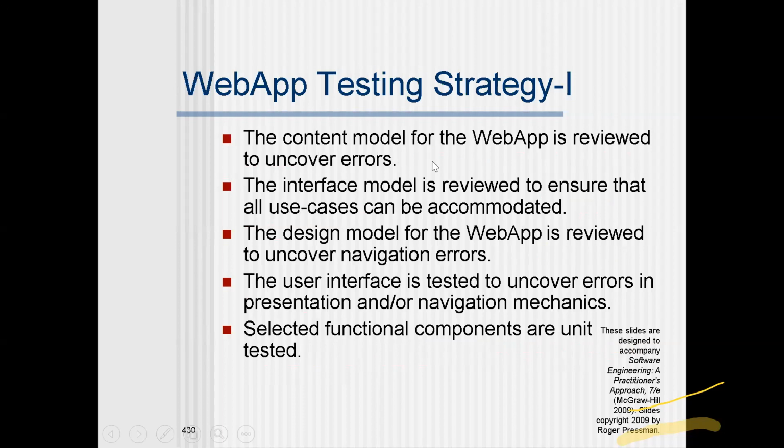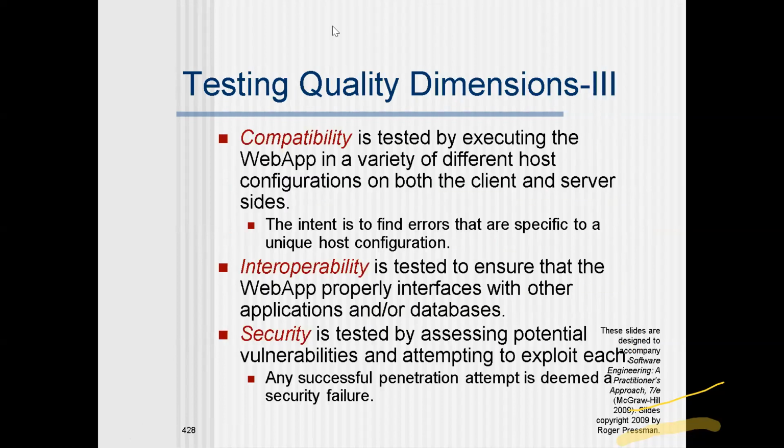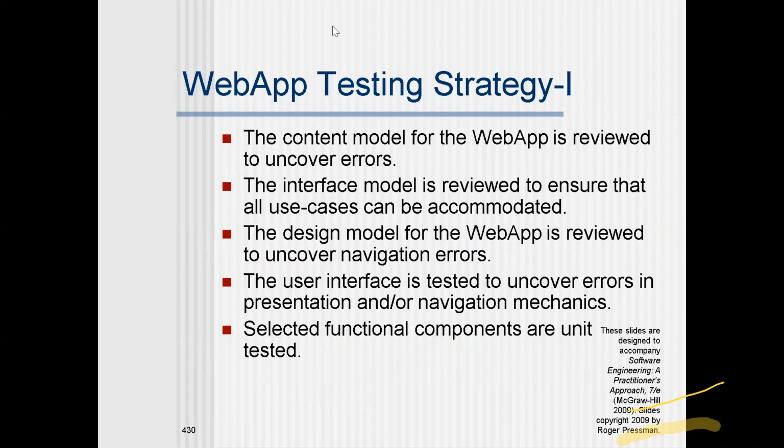Okay. Next is web app testing strategy. So the content model for the web app, the interface model, design model, user interfaces, and the functional components. So all these things should be tested. So that's the strategy. So whatever we saw earlier, the quality dimensions, that applies to the strategy.